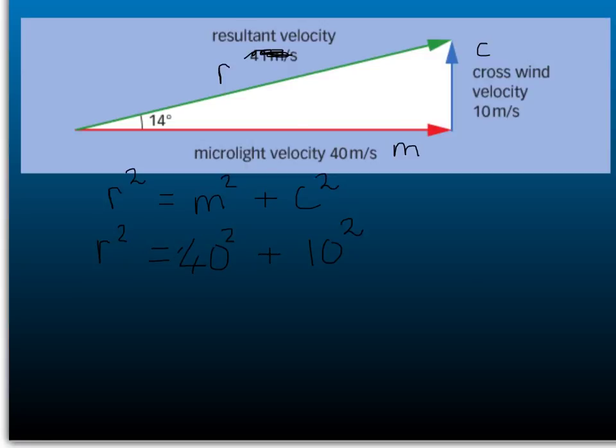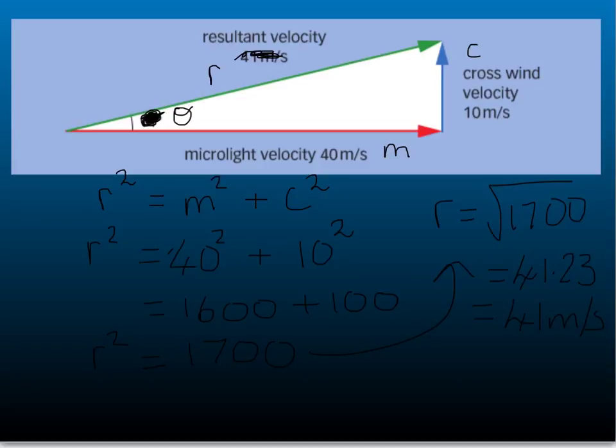40 squared is equal to 1,600, and 10 squared is equal to 100. So that means that R squared is 1,700. That means that to find out R, we need to do the square root of 1,700. This gives us 41.23 as our value for R, our resultant velocity. So we can round that down to 41 meters per second.